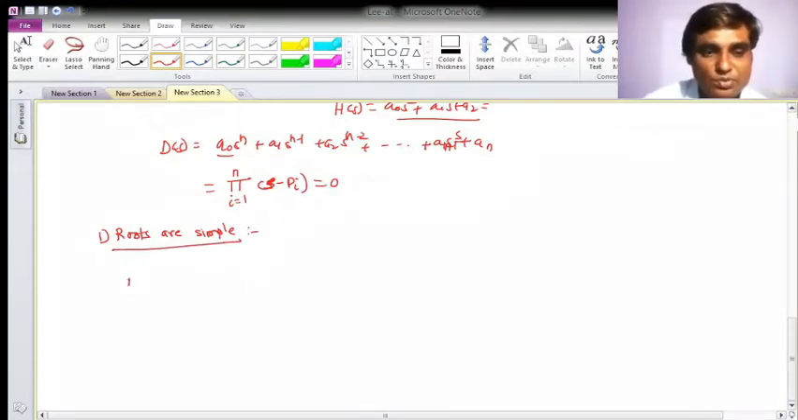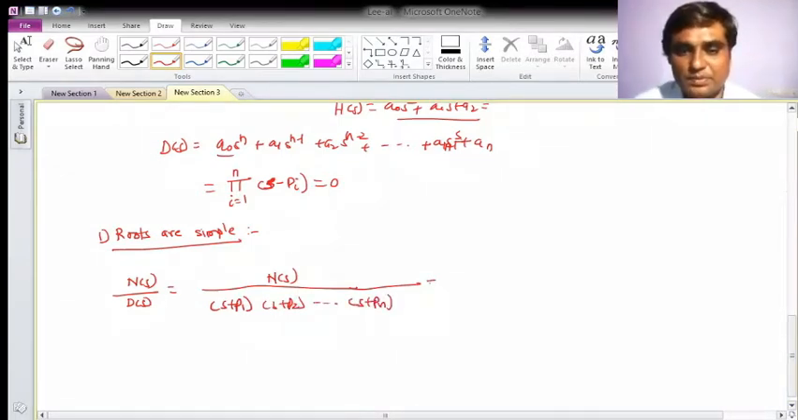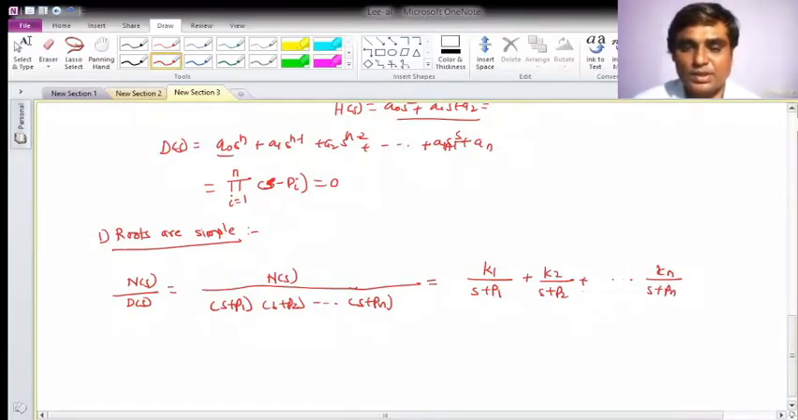You can write the numerator and denominator this way: the numerator will be as it is and the denominator will be like this, (s plus p1)(s plus p2) up to (s plus pn), and if I apply the partial fraction, it will be k1 upon s plus p1 plus k2 upon s plus p2, like this, up to kn upon s plus pn.